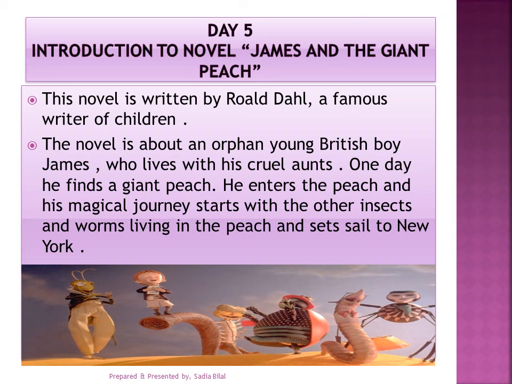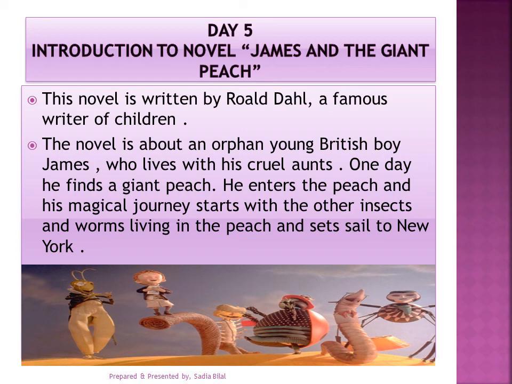The novel is about an orphan young British boy, James, who lives with his cruel aunts. This is the story of a British boy. He was young, his parents died, and he was an orphan, and he lived with his cruel aunts. He had two aunts, and they were very cruel with him. They used to treat him very badly. One day he finds a giant peach.